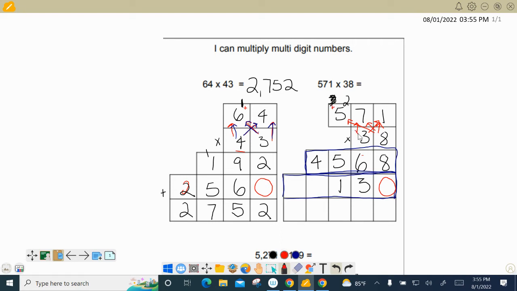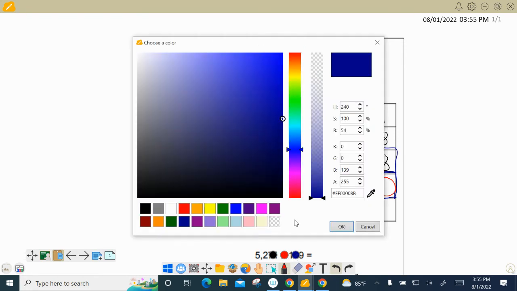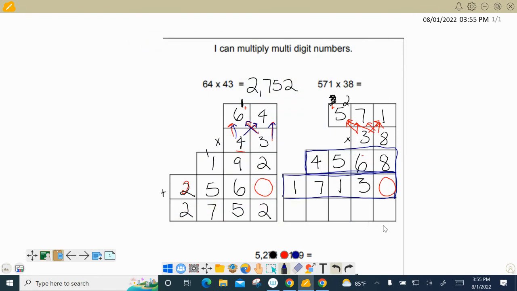Now I know I'm going to go 3 times 5. I know that's 15 plus 2 is 17. All right, go ahead, add it up, and let me know what you get.